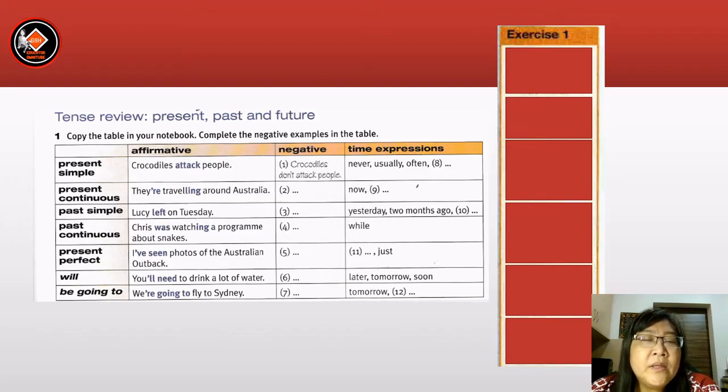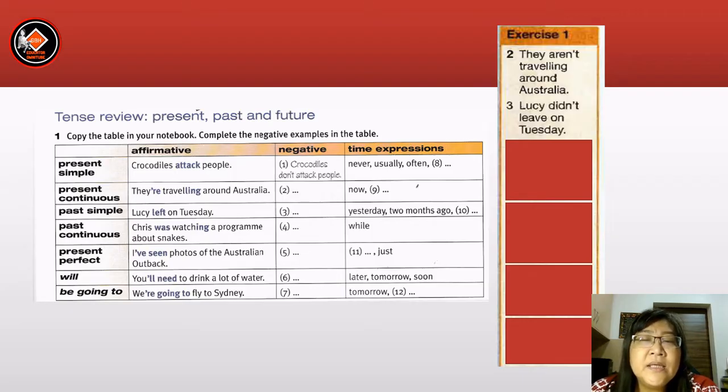Let's look at the affirmative for present simple. Crocodiles attack people. So the negative is crocodiles don't attack people. Next, for present continuous, they are traveling around Australia. So the negative, they aren't traveling around Australia. For past simple, Lucy left on Tuesday. So the negative is Lucy didn't leave on Tuesday.